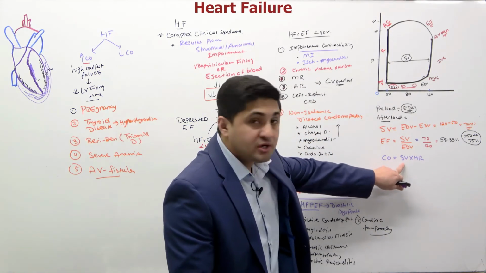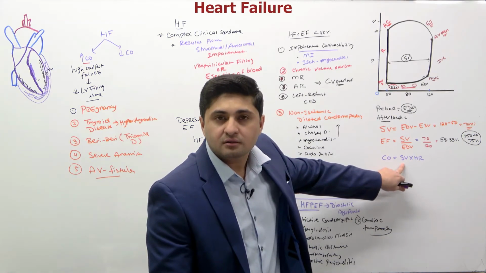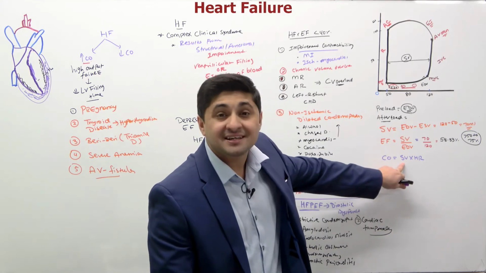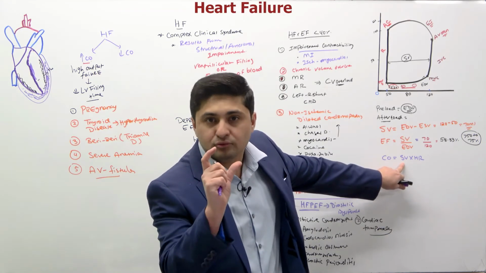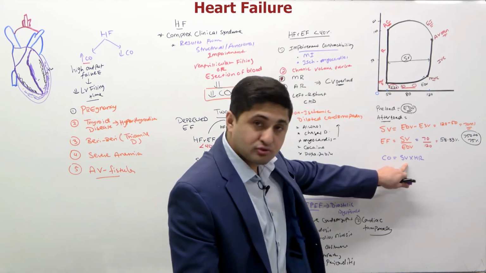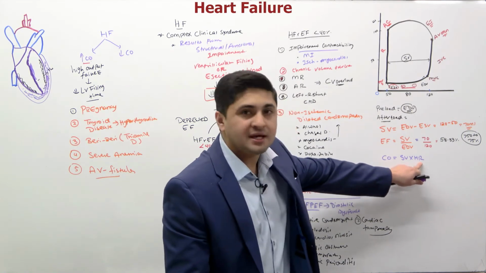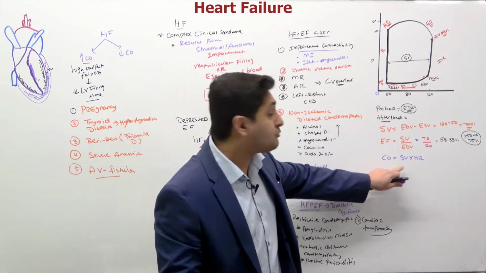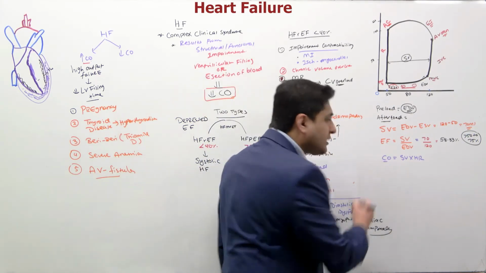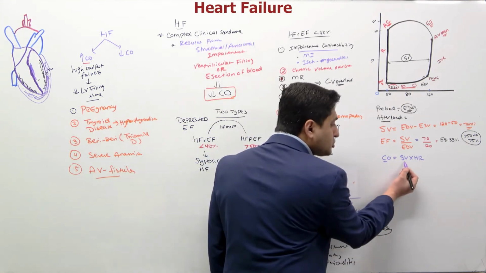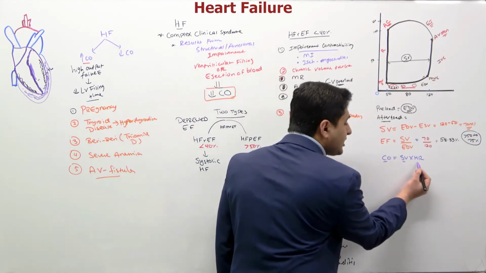Now, the stroke volume is the amount of the end-diastolic volume that is getting ejected per systole. We're talking about an amount, not a fraction. That's what stroke volume is. But if you say the amount of blood that is ejected out per minute, then we call that cardiac output. So cardiac output is directly proportional to stroke volume, and directly proportional to heart rate.